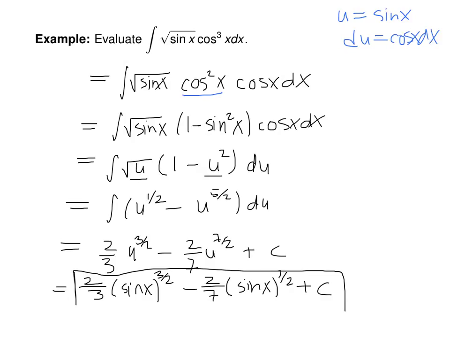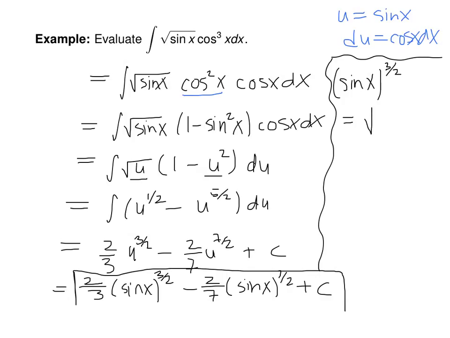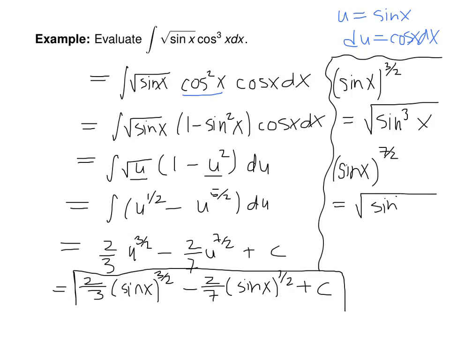Now, one more way to write that, just one thing to note, is that sine of x to the 3/2 power is the same thing as the square root of sine cubed x, just in case you have to input it into WebAssign this way. And similarly, sine of x to the 7/2 power is the square root of sine x to the 7th. I would assume it takes both, but just in case.